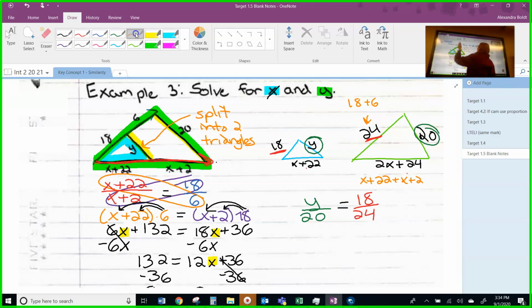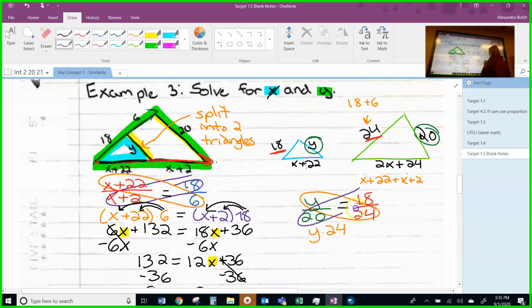Set them equal, and then we're going to cross multiply. So I have y times 24 times 18. That gives me y times, oh, those are equal. Y times 24 is 24y. 20 times 18 is 900.